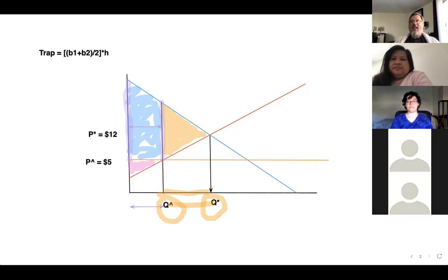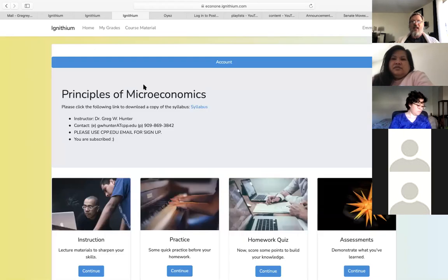And if nobody has any other questions, I'm going to go ahead and go to Ignithium now for this week. This week, we're going to be working on number 10. And so let me go ahead.